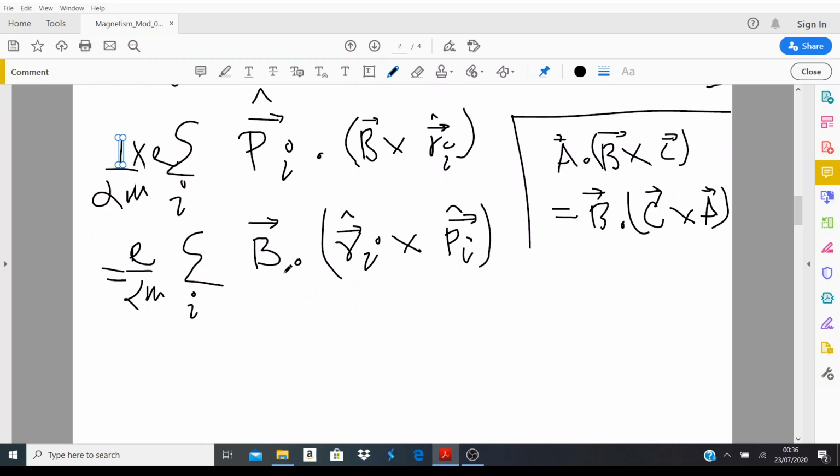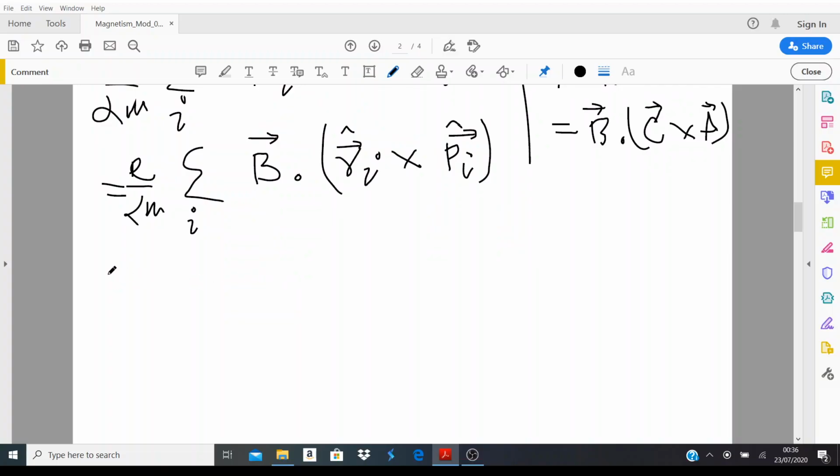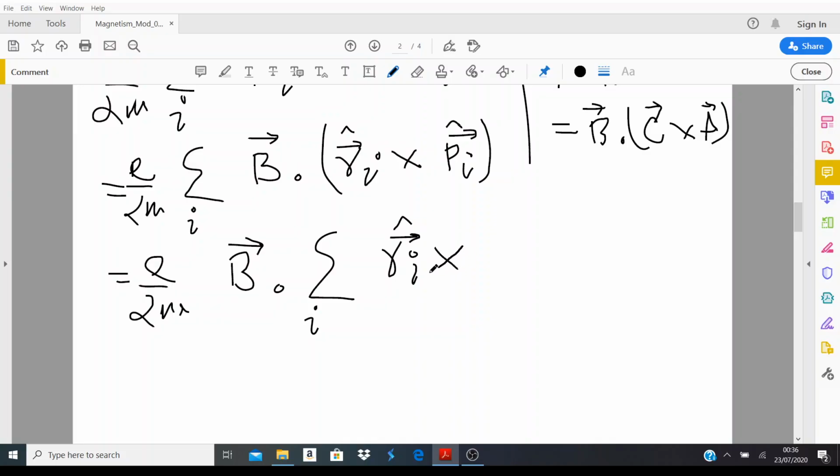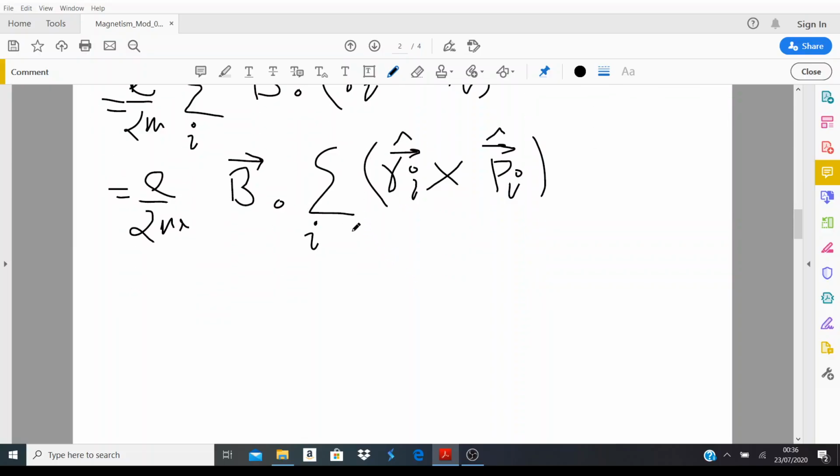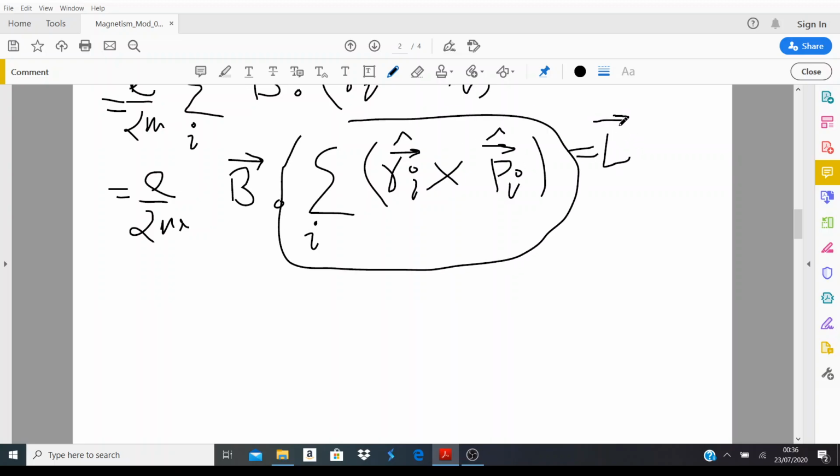Now this sum will go here because we don't have any i index on B. The magnetic field is uniform, so we have e by 2m times the magnetic field times the sum of r_i cross p_i. Do you remember what this quantity is? This is the angular momentum of the ith electron, and you are summing over all the electrons. So this quantity is nothing but the total angular momentum, which is an operator. So this middle term in the end looks like e by twice m, B dot the angular momentum operator.